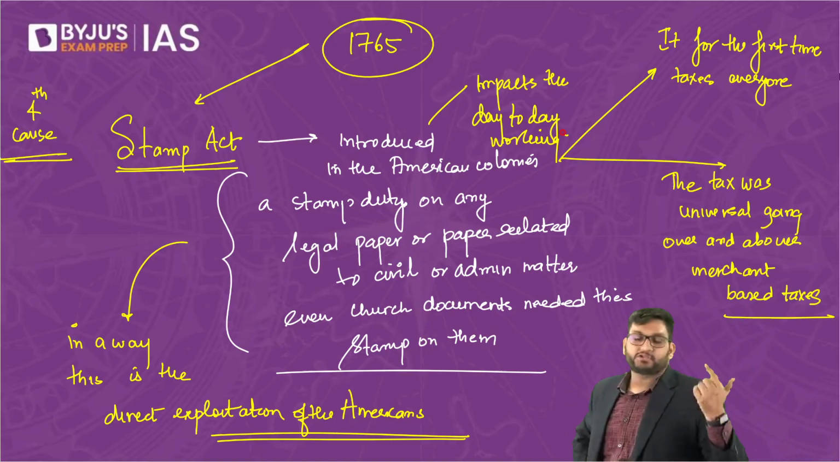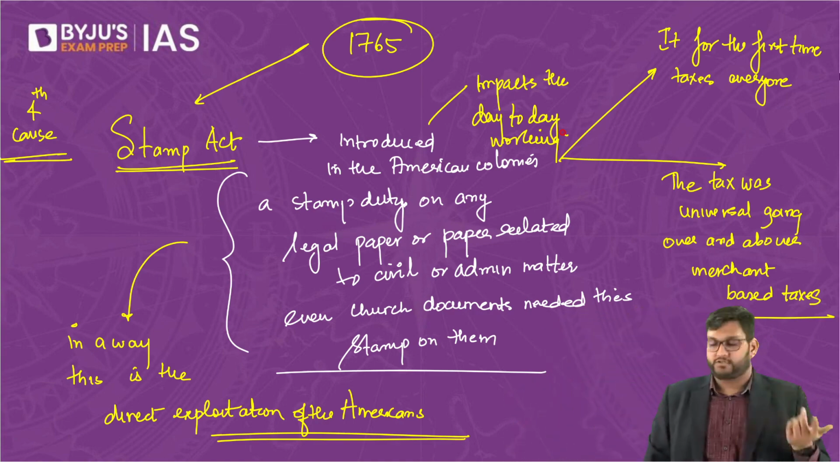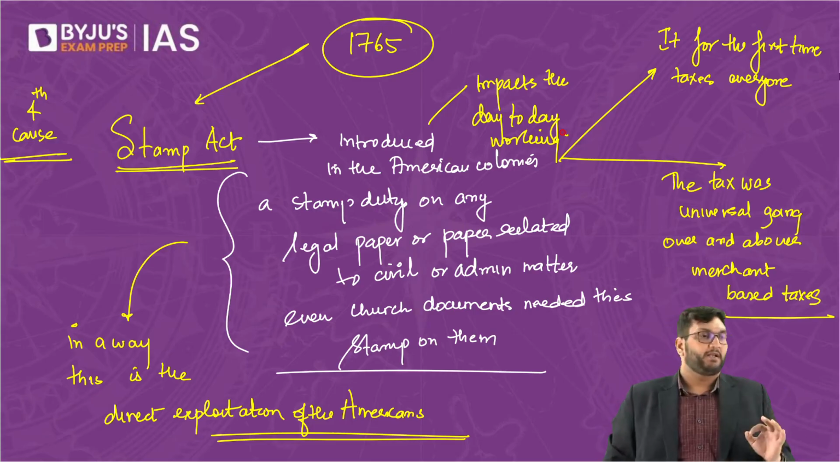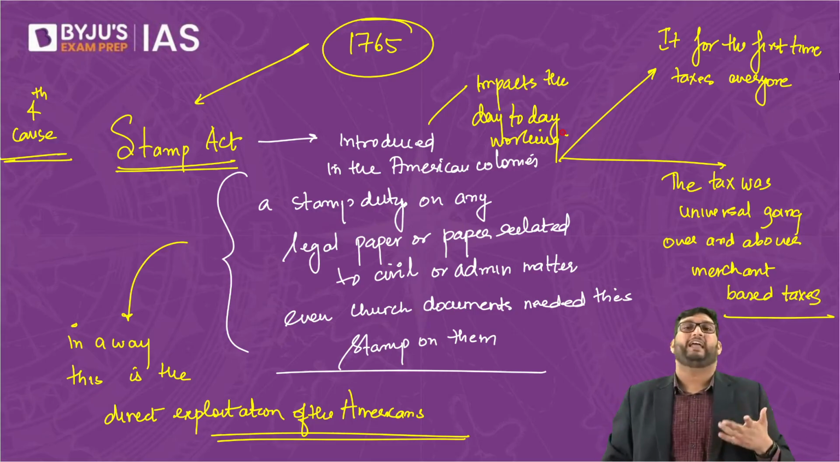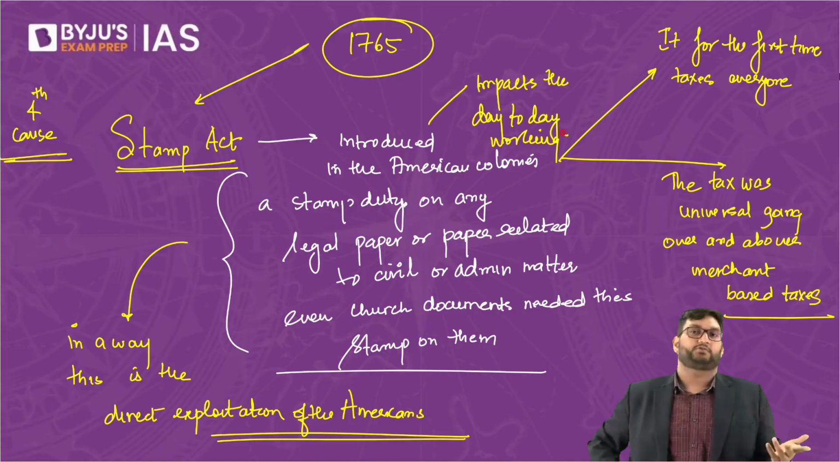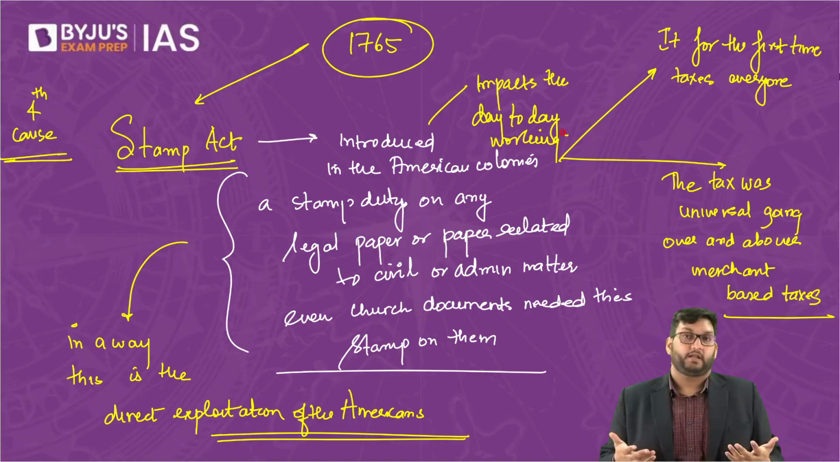So it was introduced in the American colonies as stamp duty on any legal paper related to civil or administrative matters. Even church documents needed this, and churches always produce what are called almanacs. These are small diaries which they produce. They also need to now pay taxes. The church is also paying tax in a way. So this is a major blunder. Why do I call it a blunder? Because it is the Stamp Act which is going to produce a lot of response.